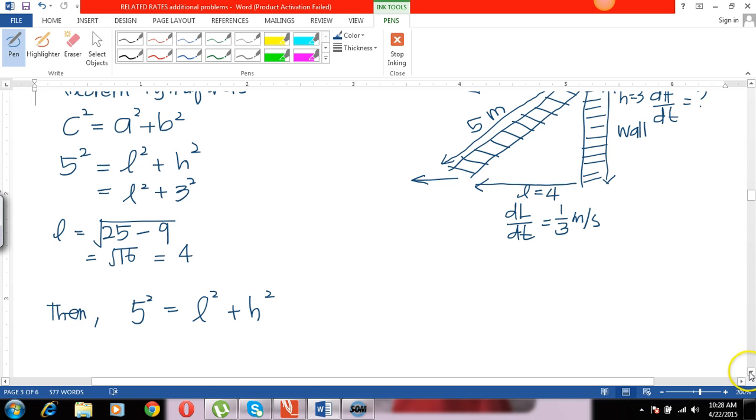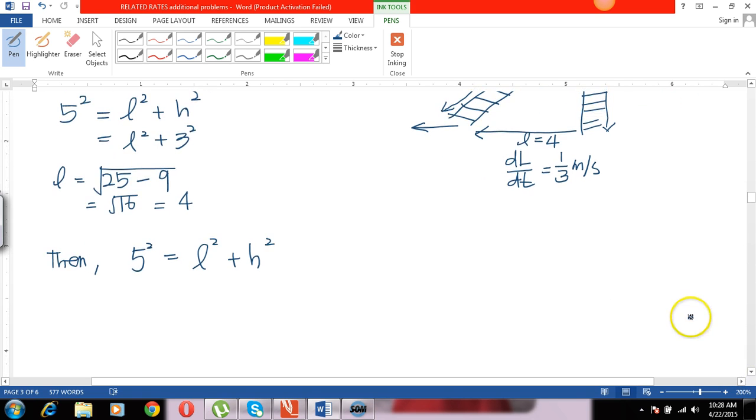Okay, we have to differentiate all of the variables in terms of t. So we have here a constant, 25, 25 meters. So we can differentiate 25, which equals 0. Then differentiate L squared, we get 2L dL over dt.